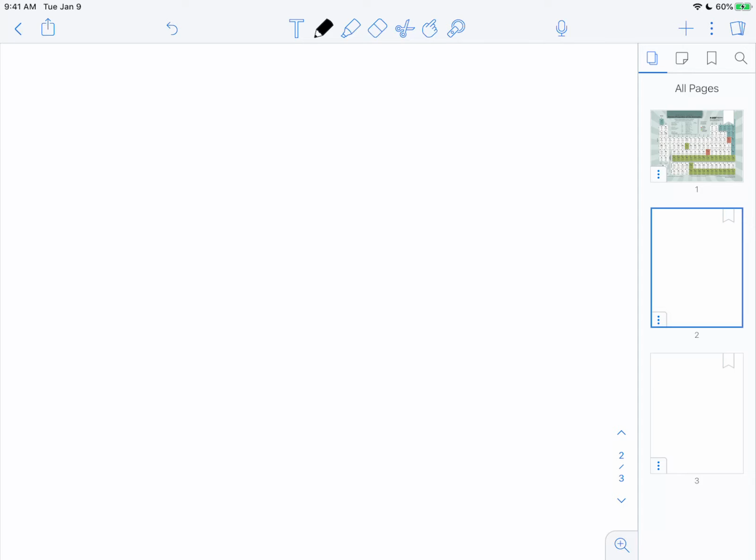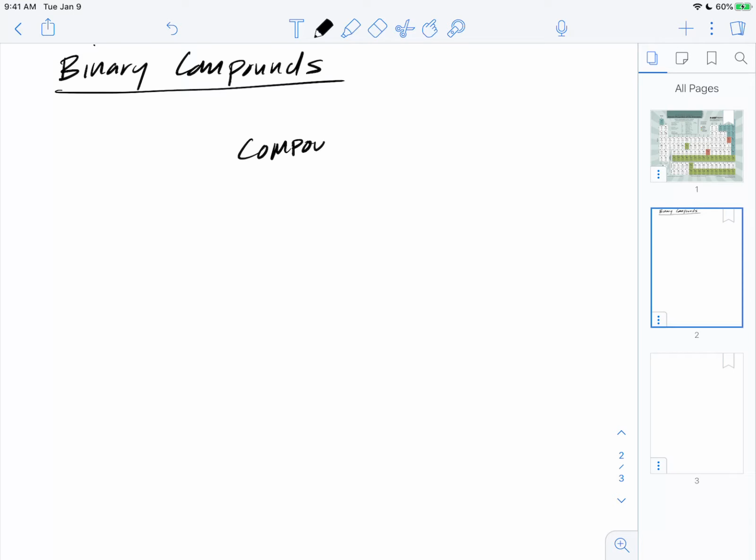So we're going to start off by naming binary compounds. Those are the simplest compounds involving two elements. They can be more than two atoms, but only two elements. So we have two categories. If we look at compounds, again, remembering that a compound is two or more elements, binary compounds mean just two.